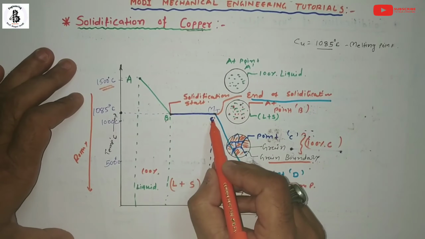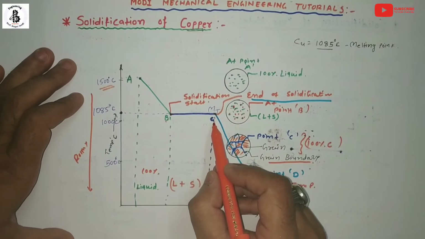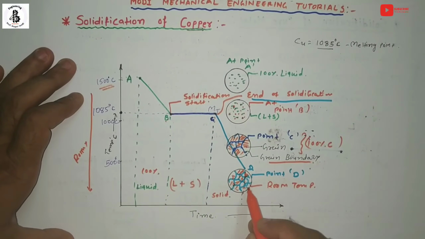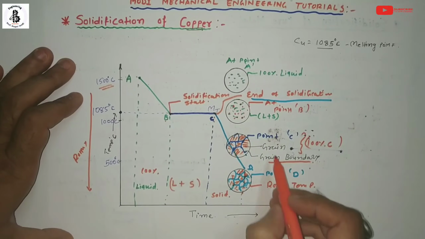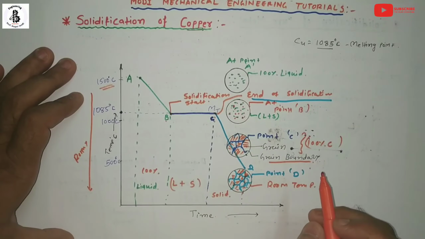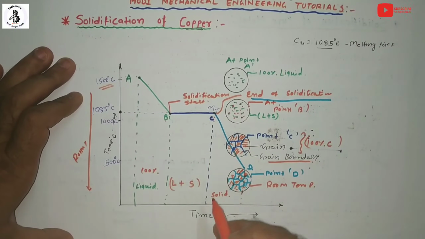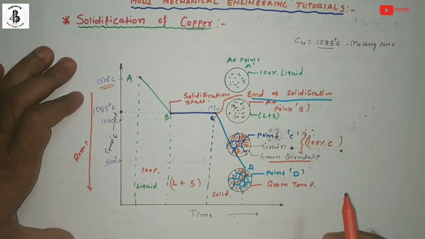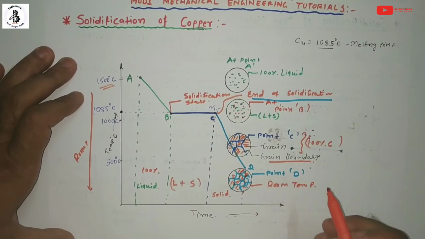Once the solidification process is complete at point C, it will be further cooled down to room temperature and it only forms the solid, but there will be a rearrangement from point C. So that is all regarding the solidification of the copper with respect to the cooling curve. Now we will validate this cooling curve by the Gibbs phase rule.